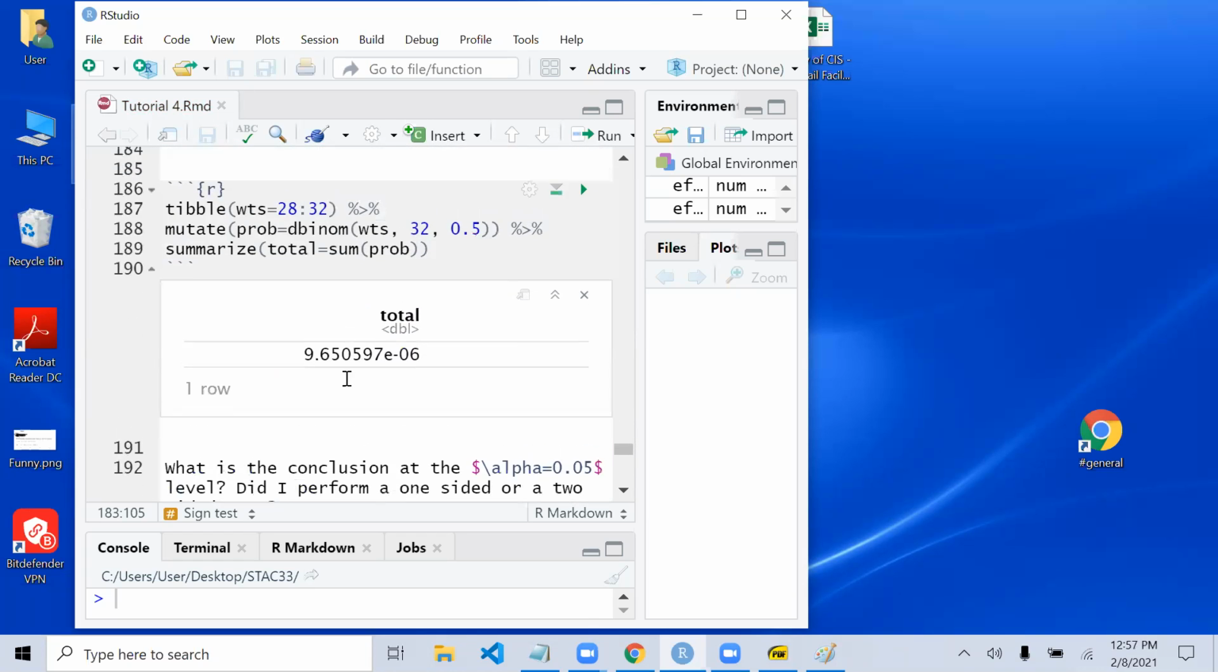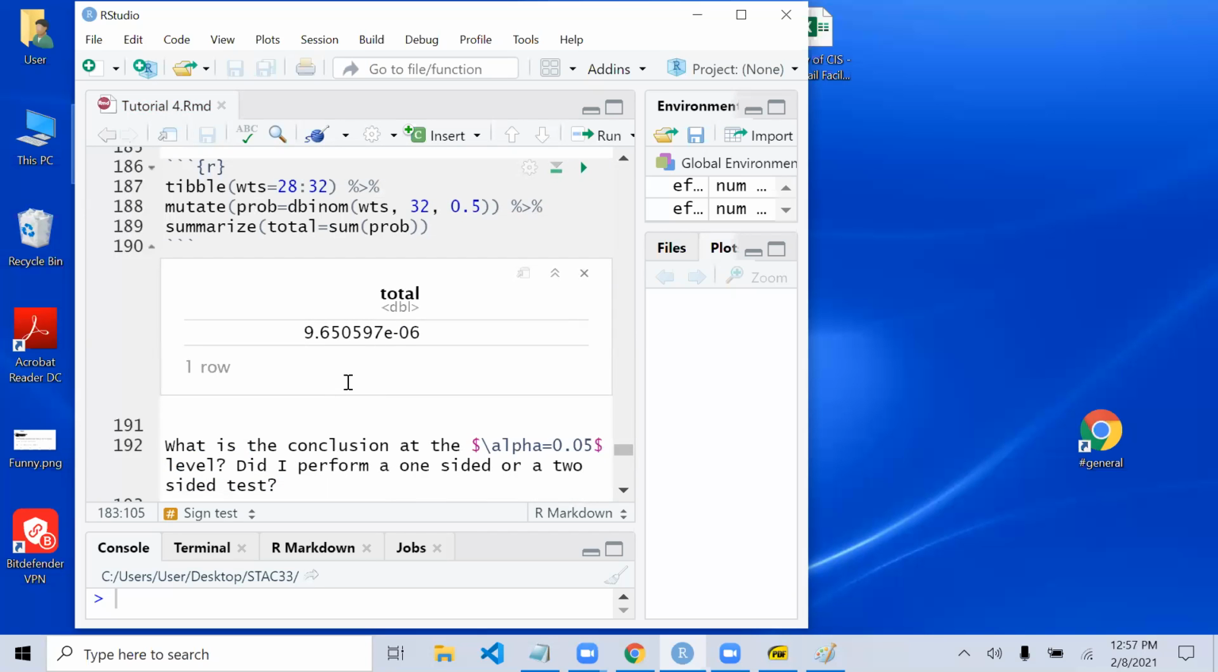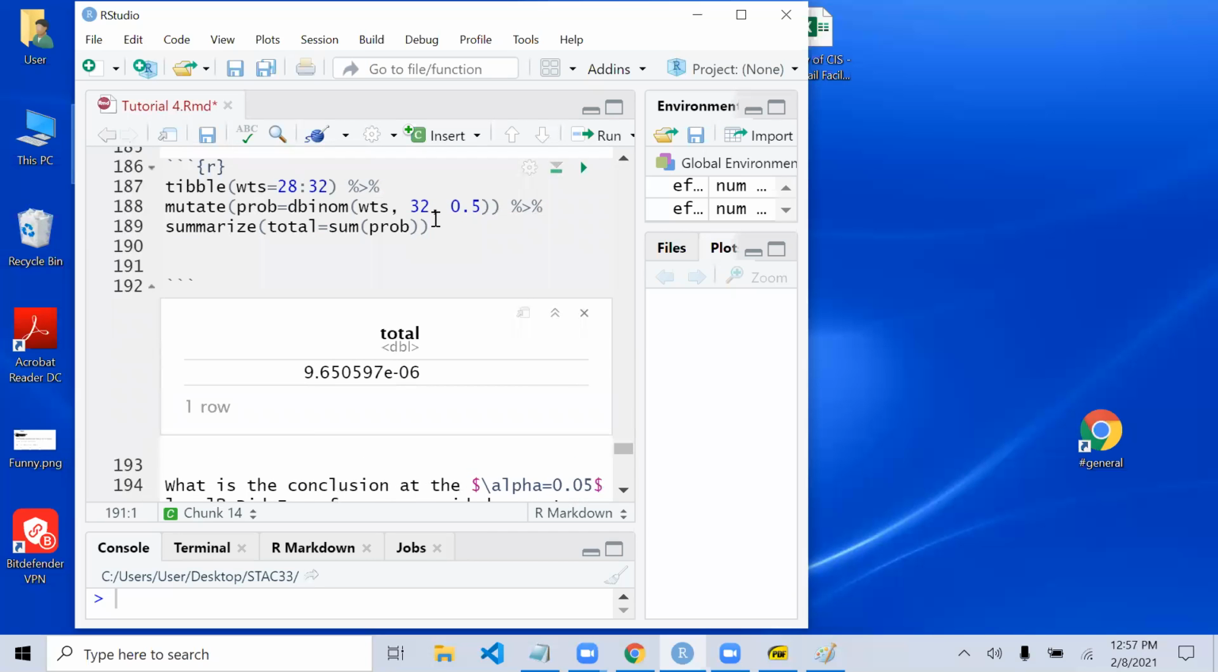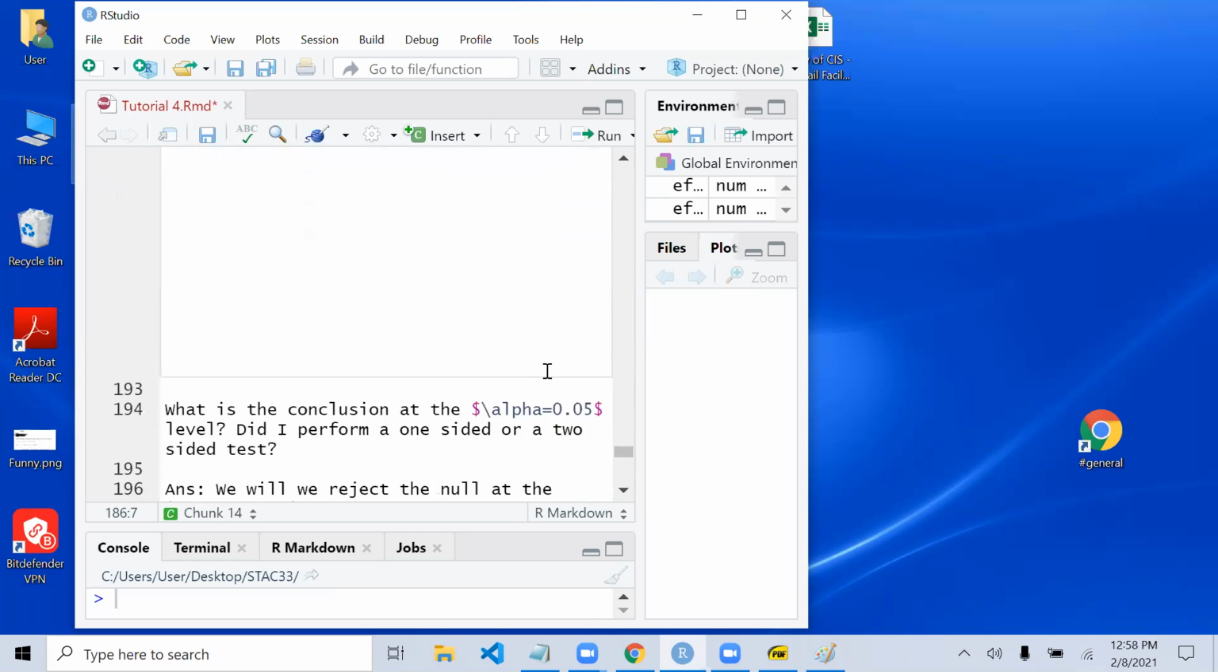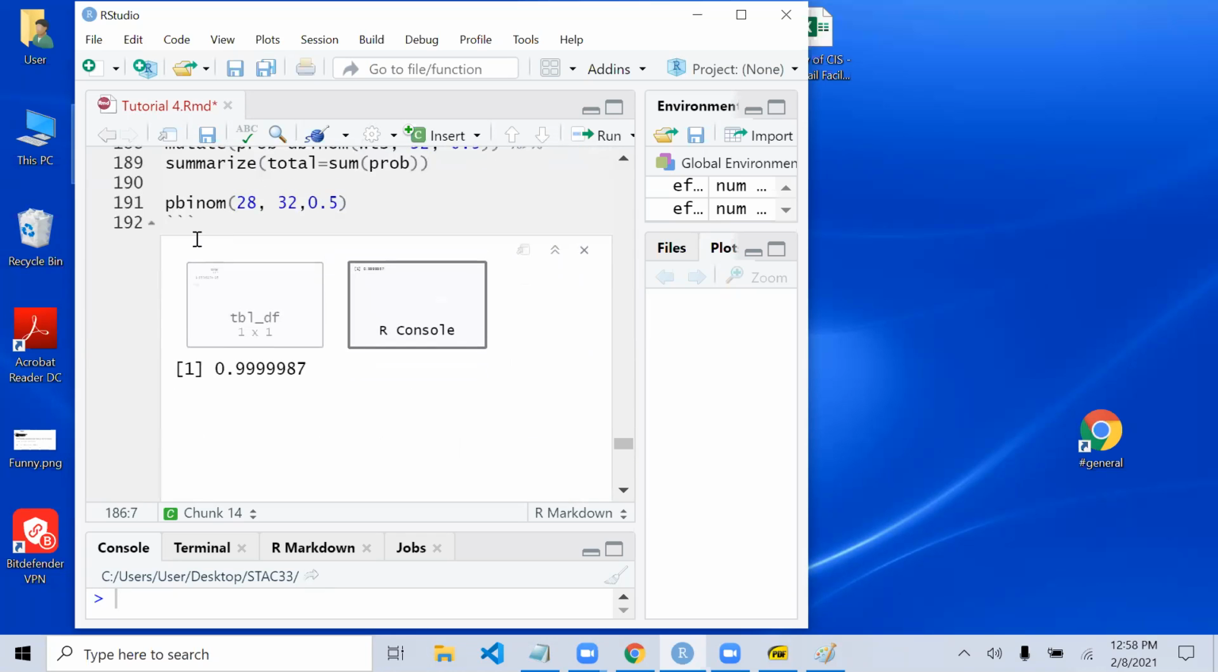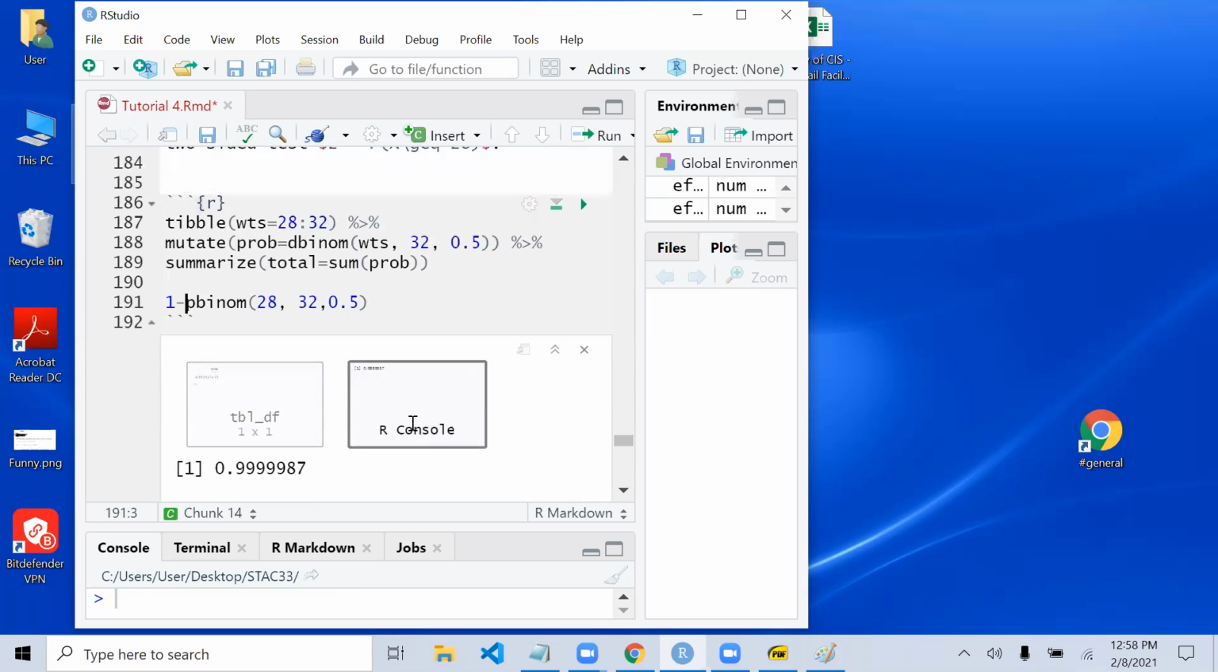Is there a way to do this without having to brute force it like this every time? Yes. I just want to check something out of curiosity. pbinom, I want to see what happens if I do weights, 32, 0.5. Oh, yes, let me just do 28. Just want to see what happens. Yeah, so 1 minus this.